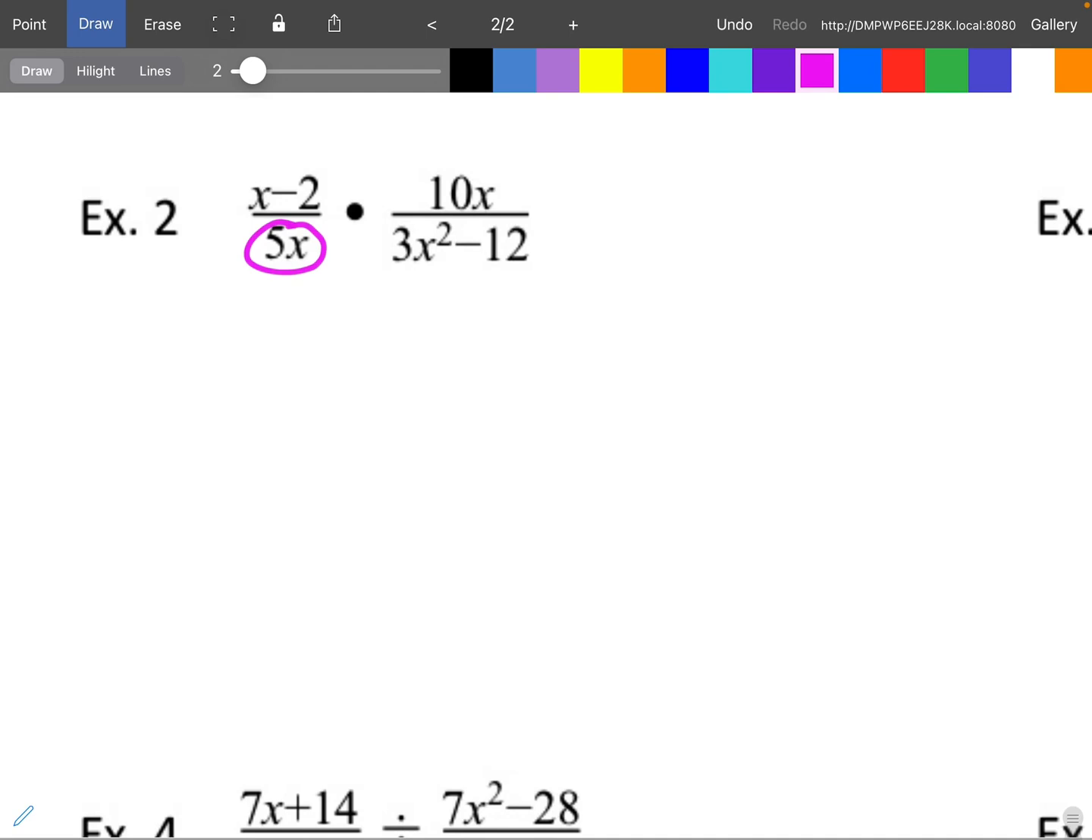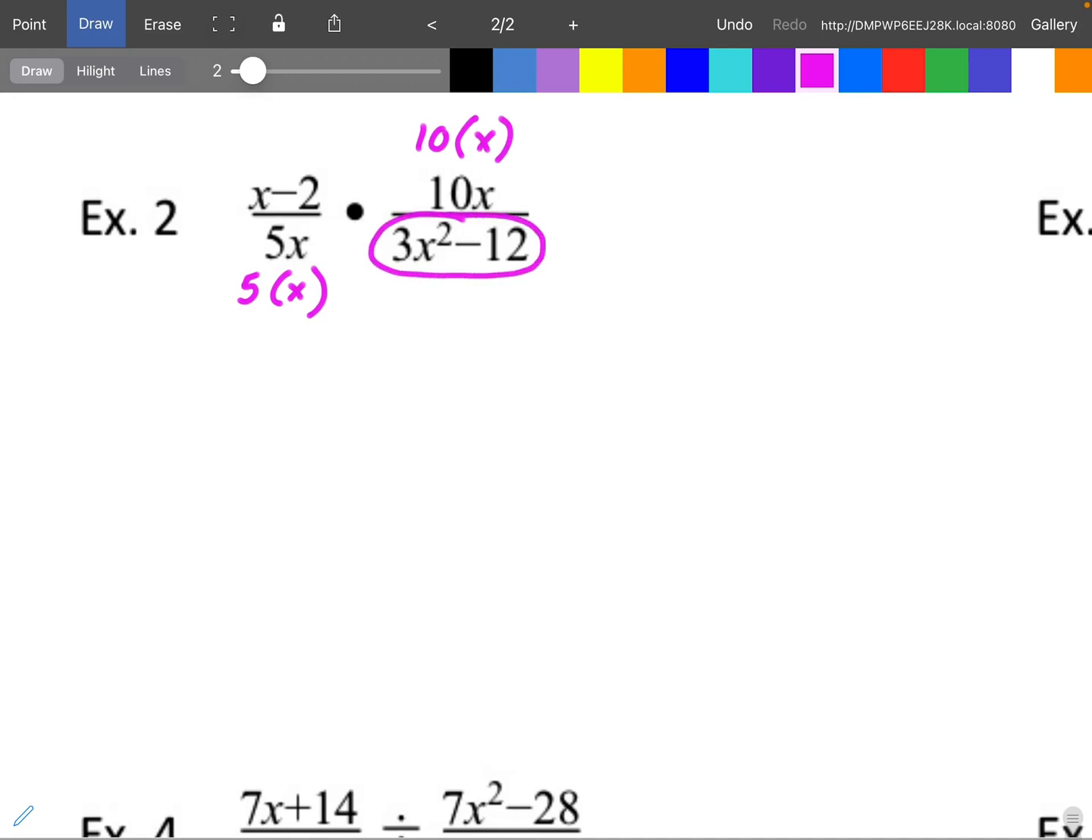5x really can't be factored. I could, if I wanted to, write it as 5 times x. Don't really need to, but I can. I want to realize in my head that that's the case. That's what it means. But I don't really have to write that. I can, though. Same thing here with 10x. That doesn't really factor. If I want to, I can write it as 10 times x. That's fine. It's the same thing.